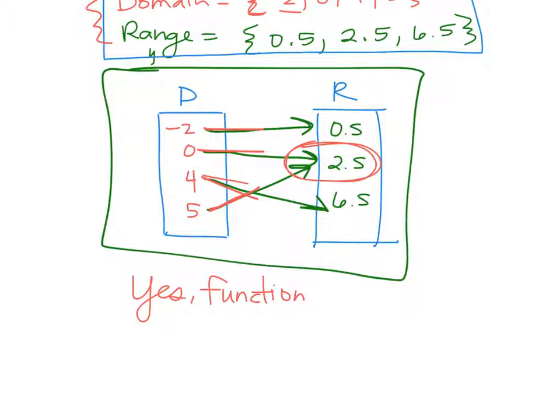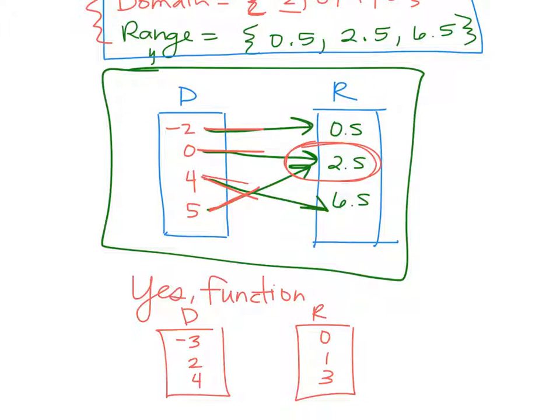Now notice this. There's 2 arrows landing on your range. That is okay. Okay? What is not okay is when there's 2 arrows coming off of one domain number. Okay? So in other words, if I gave you this setup, if this was -3, 2, and 4, and this was 0, 1, and 3, and this was my domain, and this was my range, and I did this, and this, and that, and that. This right here makes it not a function because you have two arrows coming off of your domain. Does that make sense?